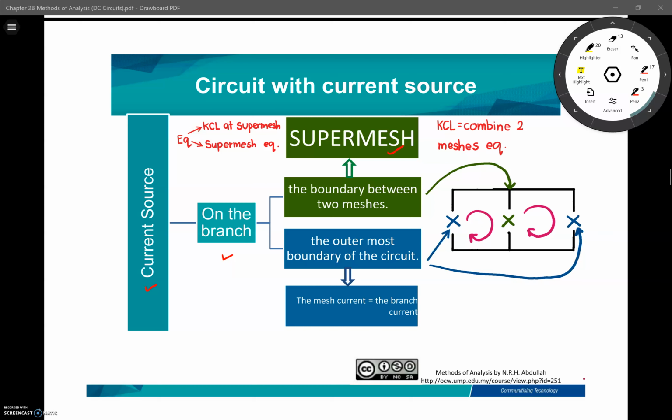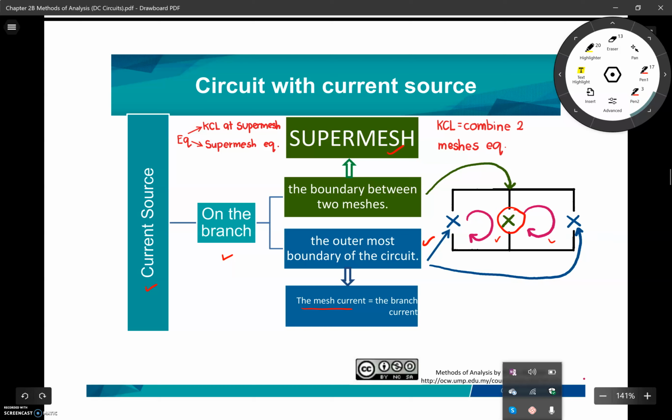If the current is at the outermost boundary of the circuit, it will become another equation, which is that the mesh current is equal to the branch current. As shown in this diagram, you can see the blue color and the green color. The supermesh exists in the circuit if the current source is in between the loops. So this is the current source in between the loops.